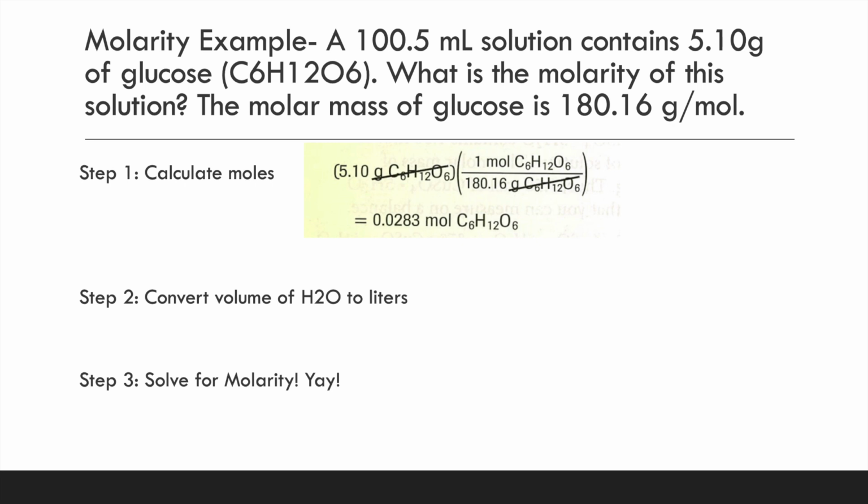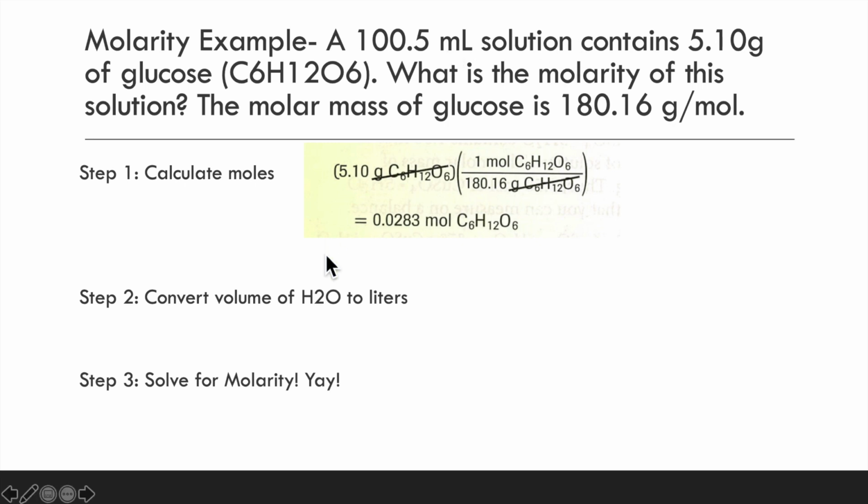Okay, that's step 1. You're done. Step 2, you're going to convert the volume of water to liters, okay? Because remember, the formula was moles of solute over liters of solution. So you have to make sure it's in liters. The example problem gives us milliliters.